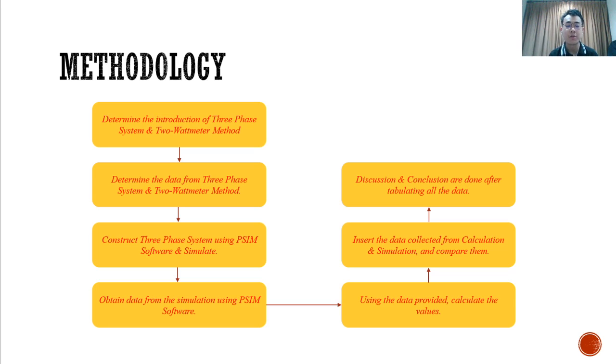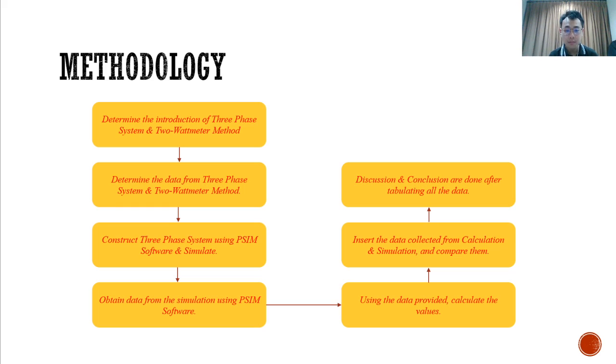We have several steps being done throughout the entire experiment. Firstly, we determine the introduction of the three-phase system and 2 wattmeter method to know more about these 2 methods. Then, we determine the data from the three-phase system and 2 wattmeter method. Then, I construct the three-phase system by using the PSIM software. After that, I run the entire simulation. After running the entire simulation, I obtain the data from the PSIM simulation.